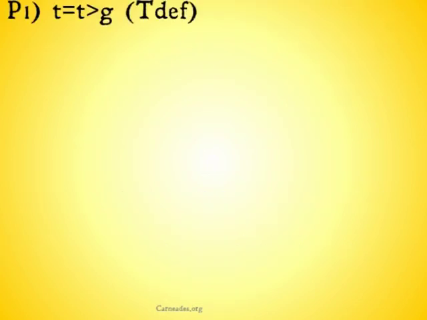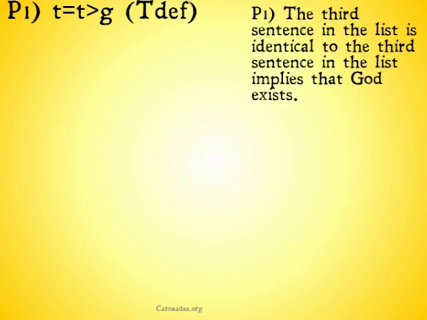So, premise 1, T is identical to T implies G. That's just saying that the sentence T implies G, we're going to be calling T, which is just what the sentence does. It's just the definition, the understanding of the convention we're using for the sentence. The third sentence in the list is identical to the third sentence in the list implies that God exists, because that's just what the third sentence in the list says. And we're going to try to conclude God from this.